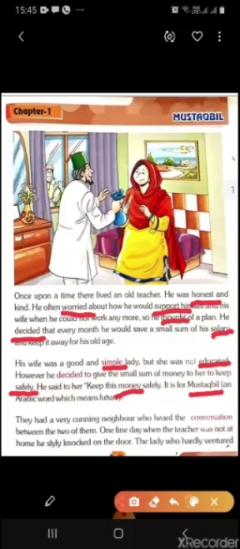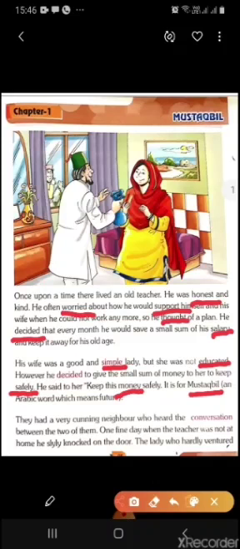Now, when the old teacher was telling his wife that he wanted to keep a sum of money safely for their old age, a cunning neighbor of theirs overheard their conversation. Conversation means the talking that was going on between the old teacher and his wife. That is called conversation. So, the cunning neighbor heard their conversation.